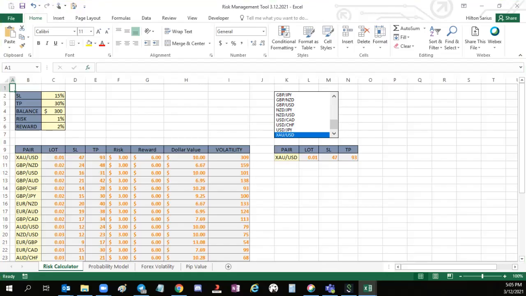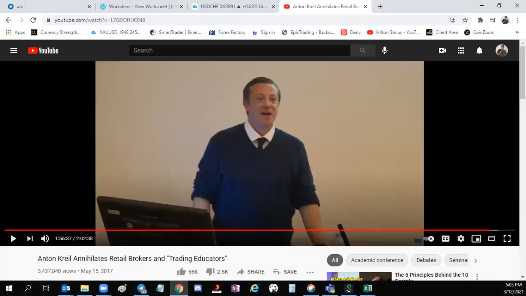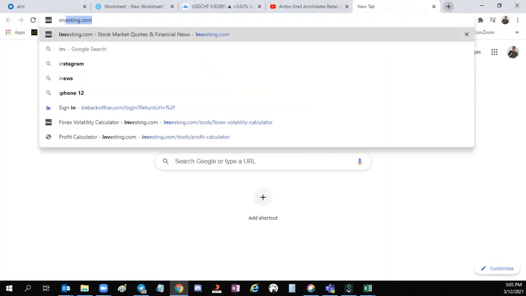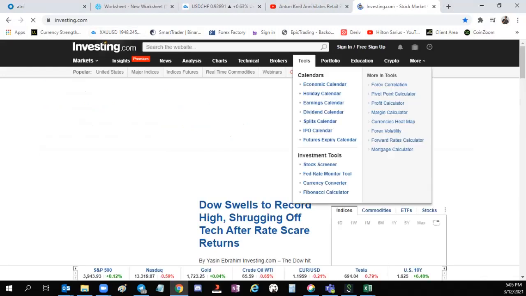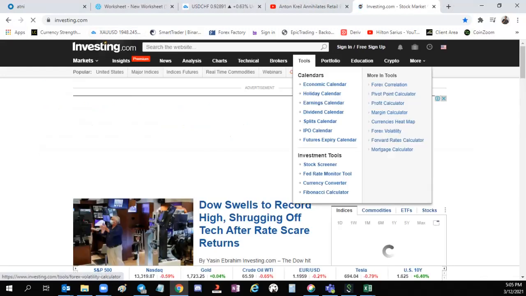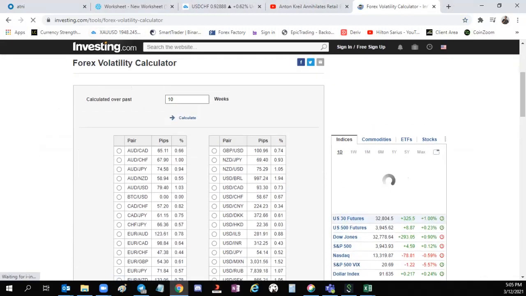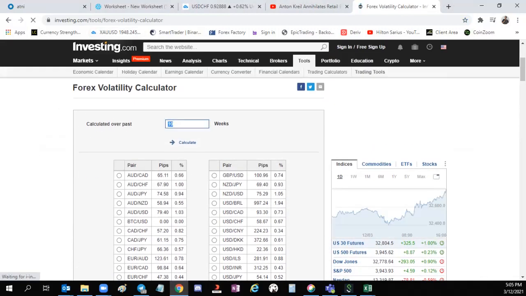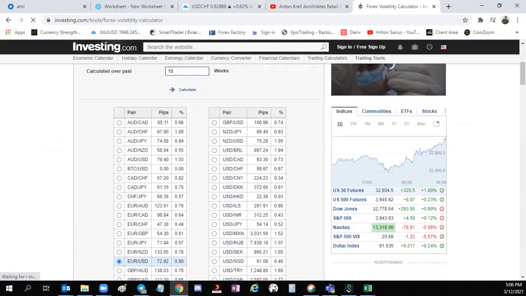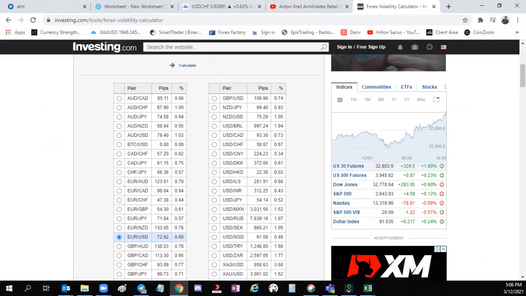So let's start. This template works with Forex pairs from Investing.com. To check the volatility for the pairs, you would have to go to Tools, Forex Volatility, and this section will pop up. The default is 10 weeks, and I use the default. So over the past 10 weeks, what is the average daily range for each one of these pairs?